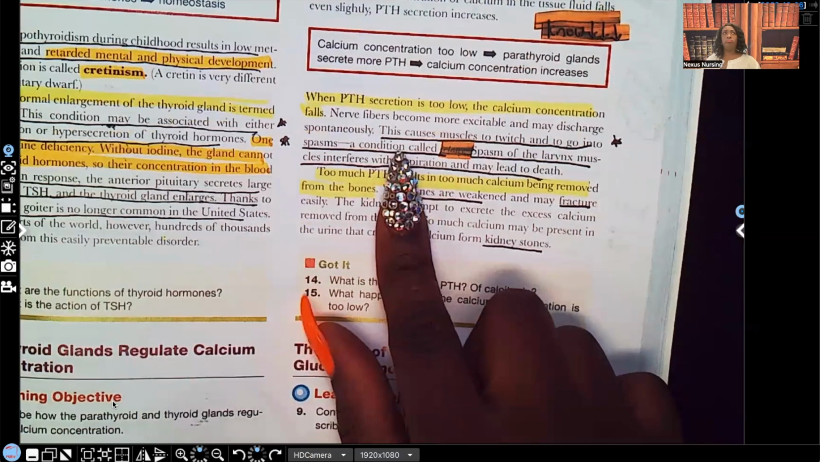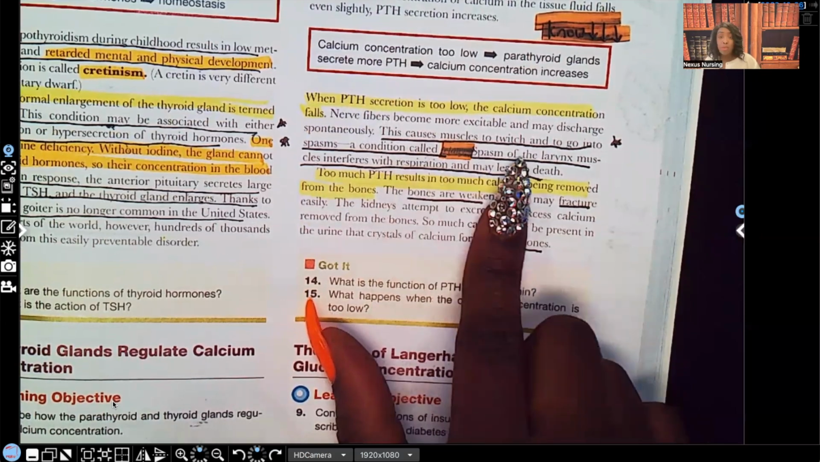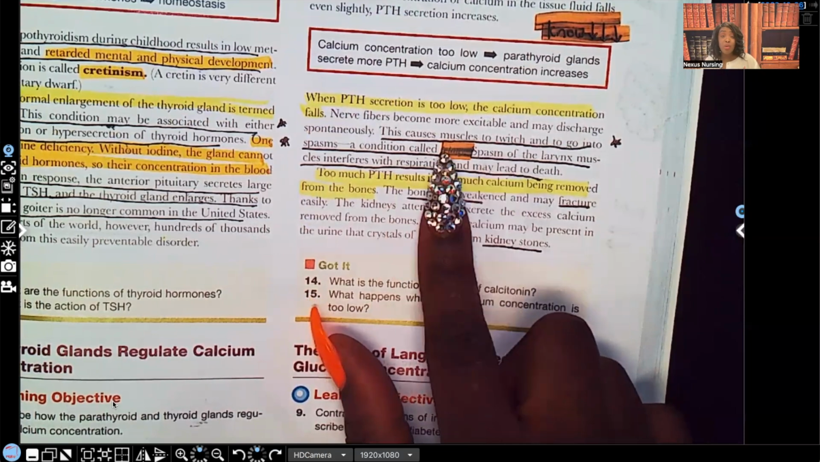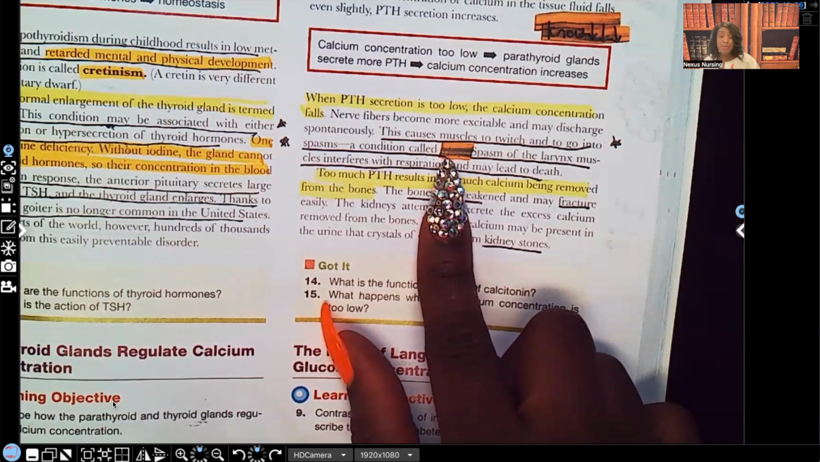Well, if the calcium concentration is low, what can happen? Why are we worried about this? Take a look. This causes the muscles to twitch and go into spasms known as tetany. This is important. I put a star next to it. If you guys are new to my channel, anytime you see I put a star next to something or I put NCLEX, ATI, HESI, that means most likely you're going to see it on a test. Make sure you know it.